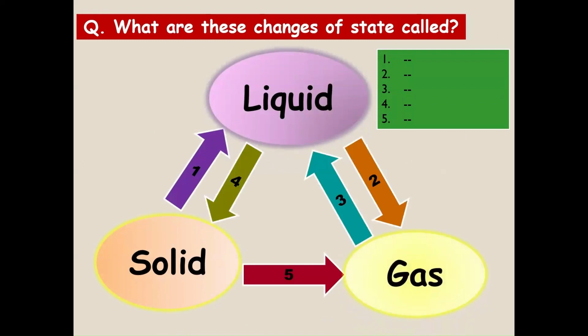And also, I would like you to write the name of the procedure that converts every type of matter into the other. So write the number of the arrow and what is the name of the process that turns, for example, solid to gas and so on. Write them down in the comments down below.